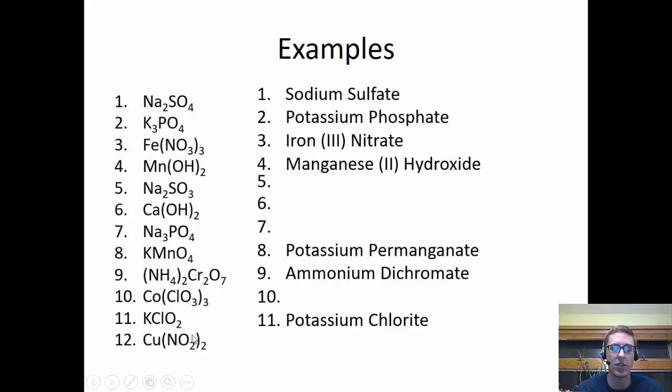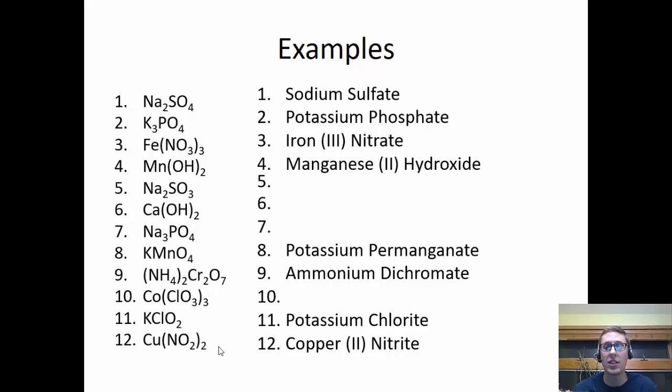And finally, we have NO2. We know this is a 1- charge. We know we have two of them. We have Cu. We've got to balance out the two 1- charges. That means that is, yeah, copper(II) nitrite.